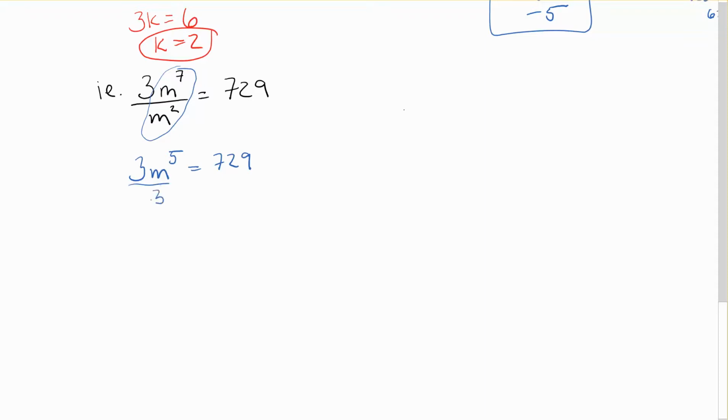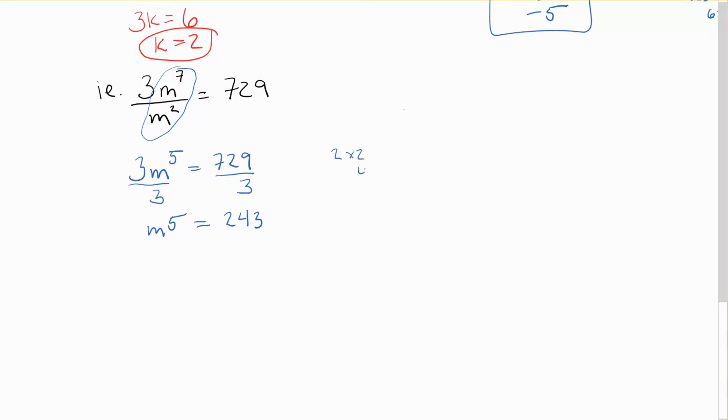If I divide both sides by 3, I'm going to get m to the power of 5 is equal to, dividing that by 3, you're going to get, again, you've got to be able to do this out of the calculator, so however your working needs to work, make it happen. M to the power of 5 is equal to 243. So my next question then is, what times itself 5 times gets me to 243? And if you don't know, try it out.